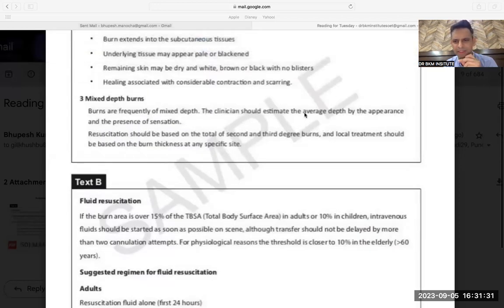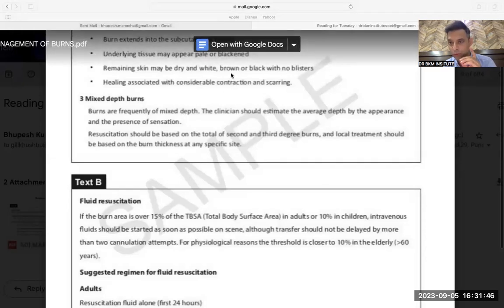Mixed depth, estimate the average depth by the appearance and the presence of sensation. So I think sensation should be the word, because burns are, this is a difficult question. Again, if you are unable to find this question, leave it. Again, I'm telling you, this question was also difficult because the word contraction was replaced by shrinkage.